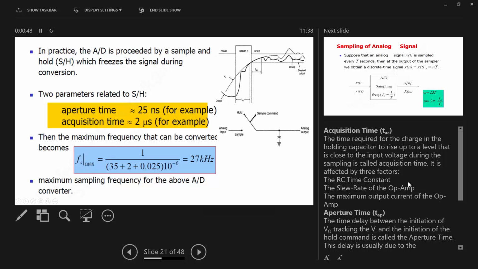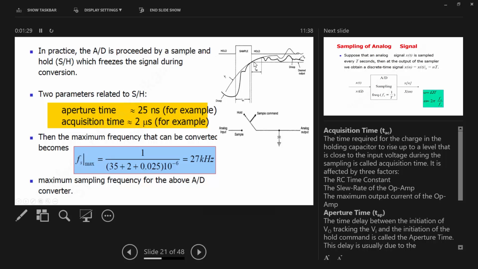It depends on the RC time constant of the circuit. The slew rate also matters if you modify the circuit, since there will be an operational amplifier, and that will depend on the slew rate of the operational amplifier and so on. So that means this is the acquisition time. The second important specification is the aperture time. What is the aperture time? The time delay between the initiation of the track command. Here, at this point, the output starts tracking the input voltage.